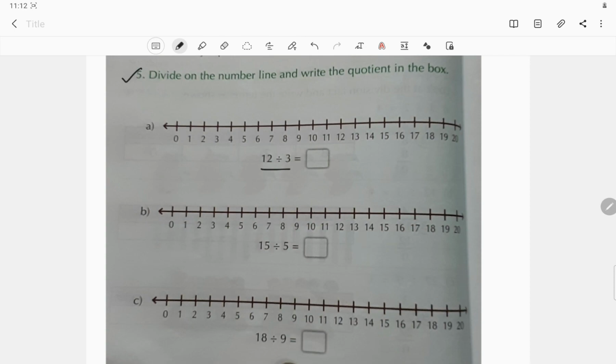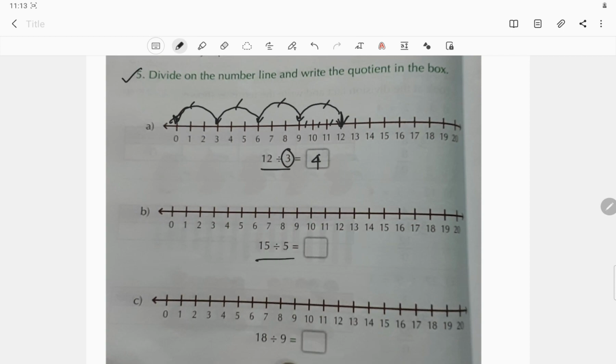12 divided by 3. So you have to start from 12. Where is 12? Here is 12. Now you are dividing by 3, so you have to skip 3 spaces, right? You have to go backward and skip 3 spaces. 1, 2, 3. Now you will go to 9. Again 6. Then 3. Then 0. Right? Then you tell me how many jumps you have made. 1, 2, 3, 4. So your answer will be 4.